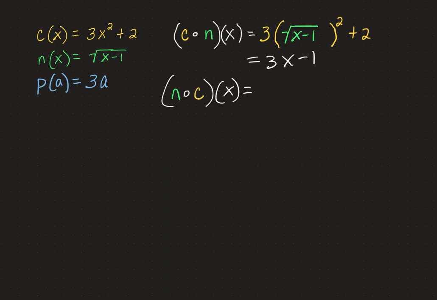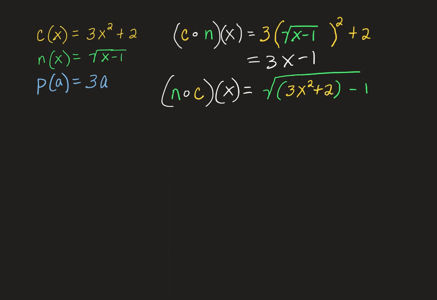This time, I'm looking at n of c of x, the function n of c of x. So first I'm going to write my function of n. I'm going to leave room to insert the function of c where my x is in the function n of x. And now I'm going to insert my function of c, 3x squared plus 2.